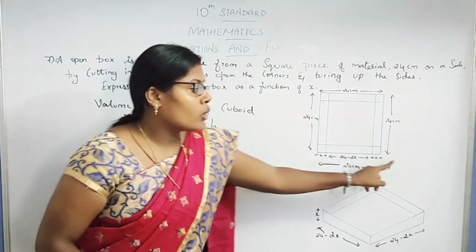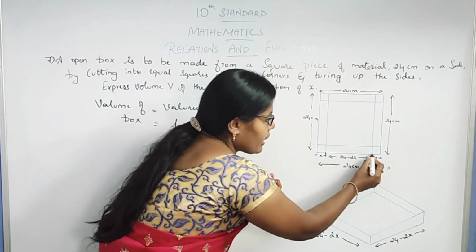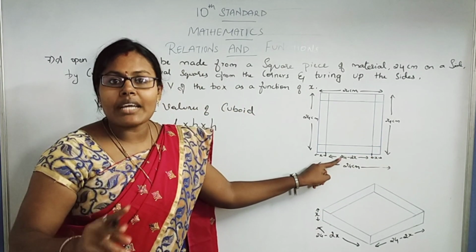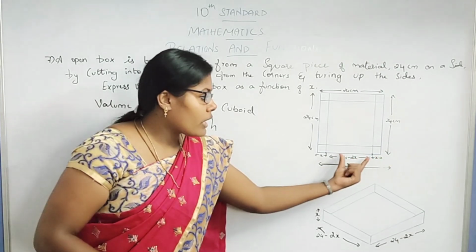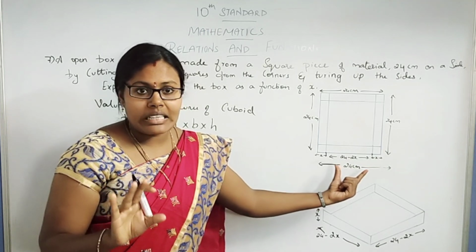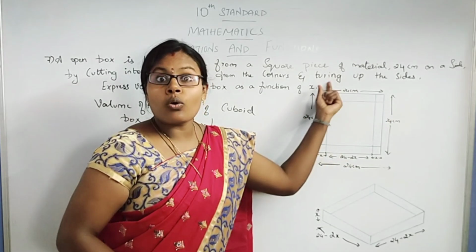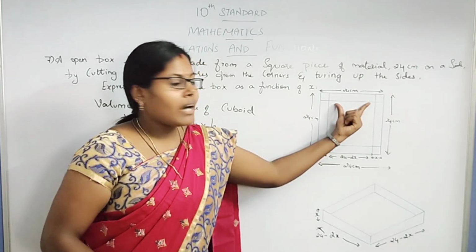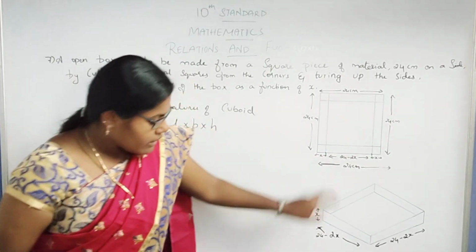If I take 2x, the remaining part, this and this, becomes 24 minus 2x. So 2x I am subtracting from 24. So the remaining part will be 24 minus 2x. Got it? So here also see, this is x and this is x. Totally 24. So the remaining part will be 24 minus 2x. Got it? So see this image now.